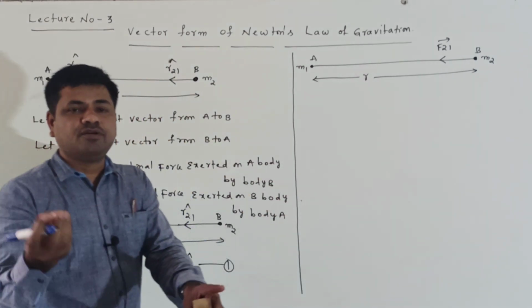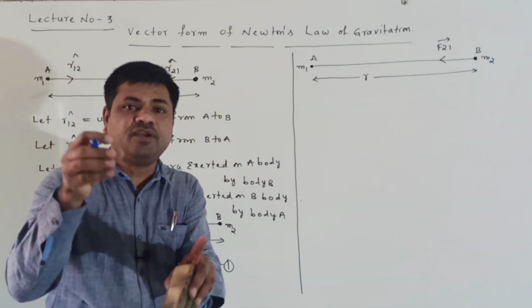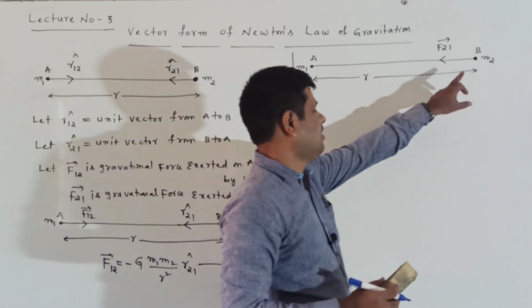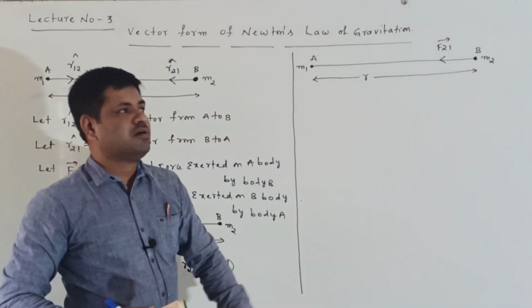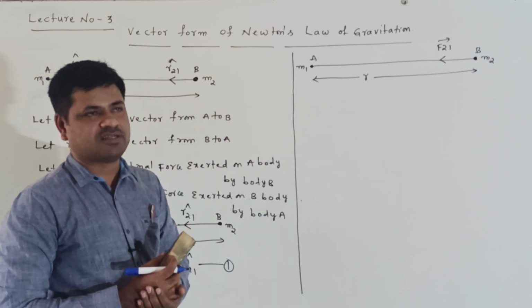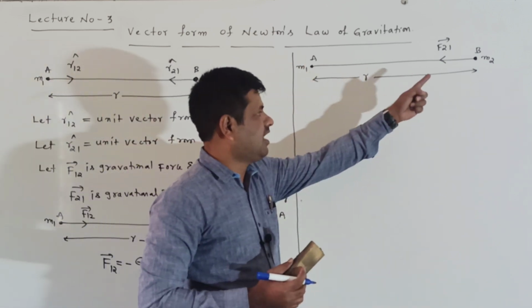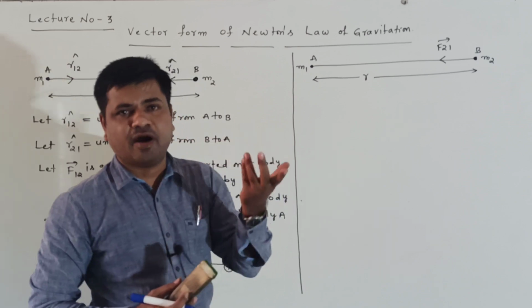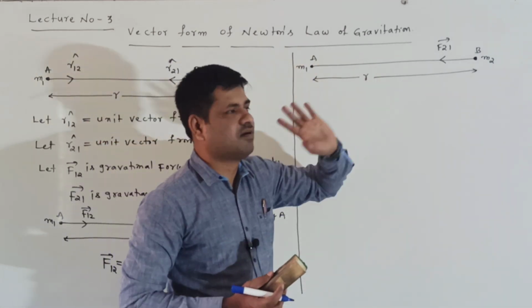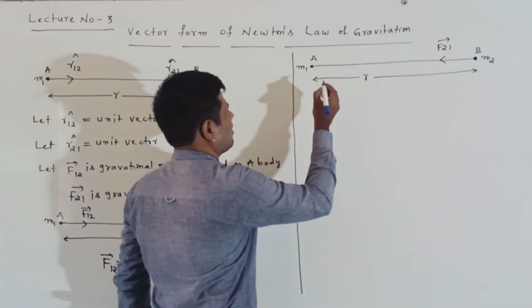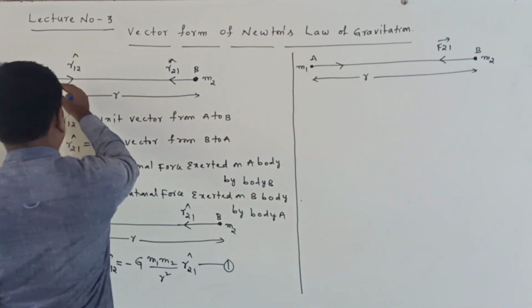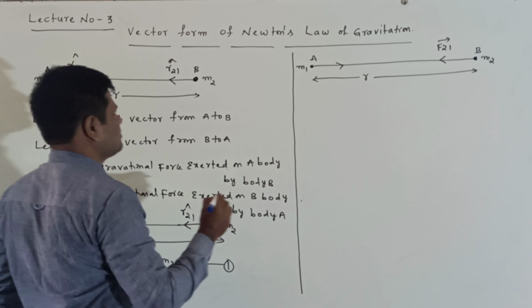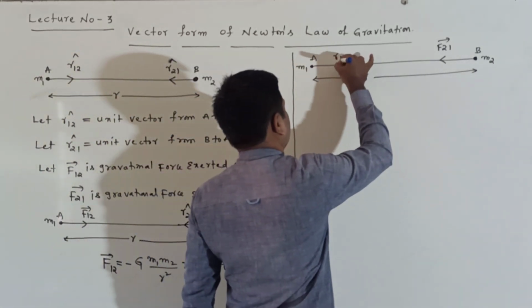And the B body, due to which body is the force acting here? Due to A body. The force acting on B body due to A body means A body is attracting the B body. So we are giving the force direction in this direction. Here the force acting on B body is due to A body. That's the reason we are taking the unit vector from A to B. So I have taken this as the A to B unit vector. Already we know that the A to B unit vector is equal to R12 cap.